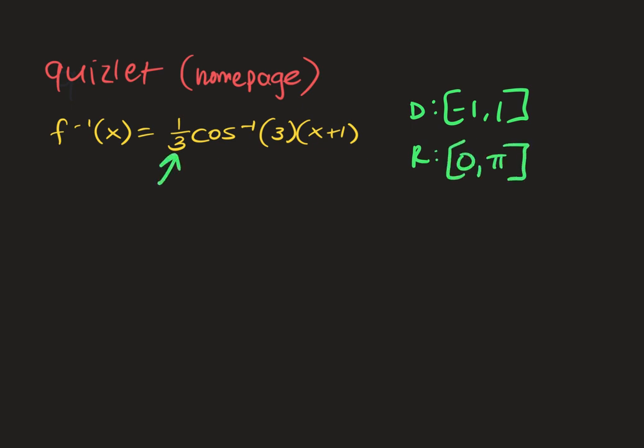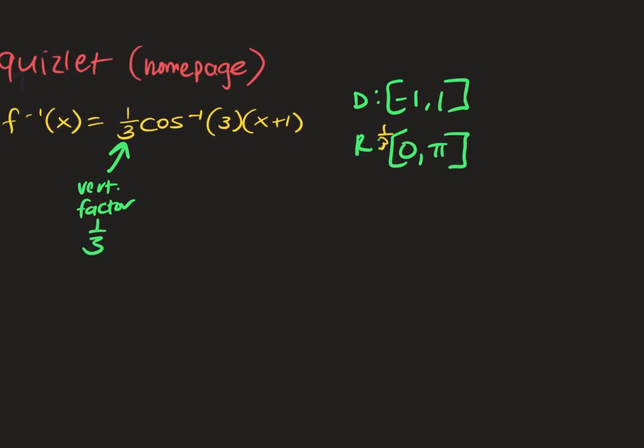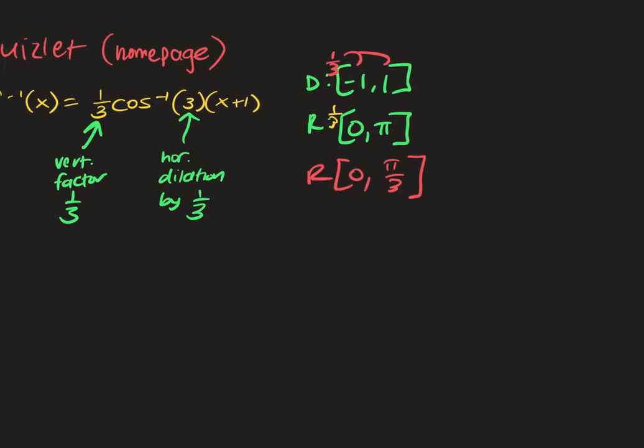So the 1/3 on the front affects what? That's your range. It's a vertical dilation by a factor of 1/3, which means I'm going to alter the range with that. Yep. So it would be 0 to pi over 3 for your range. Then you've got the 3 inside, next to the cosine, and that does what? This would be a horizontal dilation, right? By 1/3, which means I'm going to multiply my domain by 1/3. So I get -1/3 and 1/3.